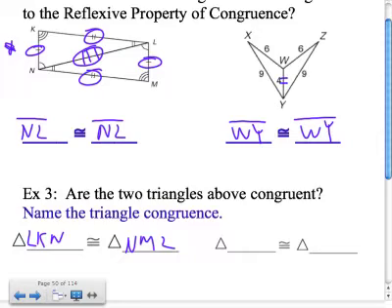And the second one, again, those are congruent. 6, 6, 9, 9, reflexive property. And so you'd say triangle XWY is congruent to triangle ZWY. Again, reflexive property, and you'll see that throughout this section.